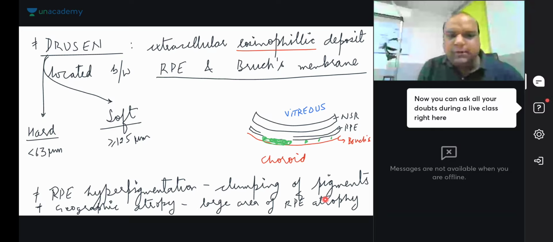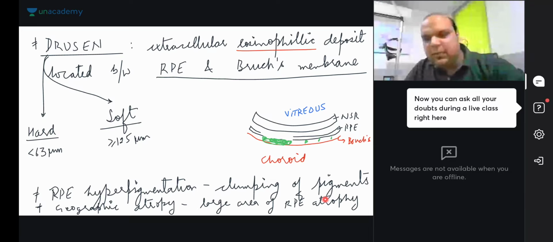Very good, guys. Okay, so geographic atrophy is a large area of RPE atrophy. So these are all the signs in your dry stage or the non-exudative stage. I hope there is no confusion about this. Done, everybody? Now let's move on to understanding, first of all, treatment.